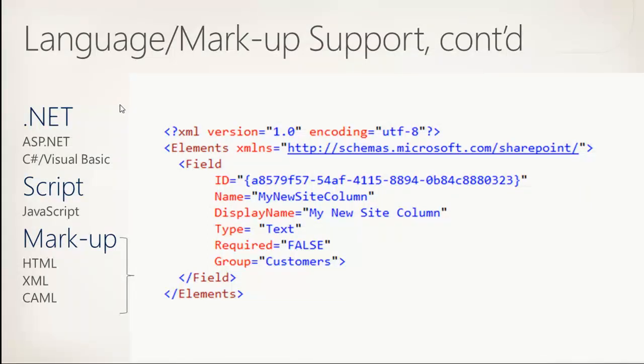So you might have, in this case, this is XML. Can anybody tell me what this is defining? Anyone want to shout it out? Do you know what this is? Site column, exactly. This is a custom site column. A very simple one, but it's a custom site column.